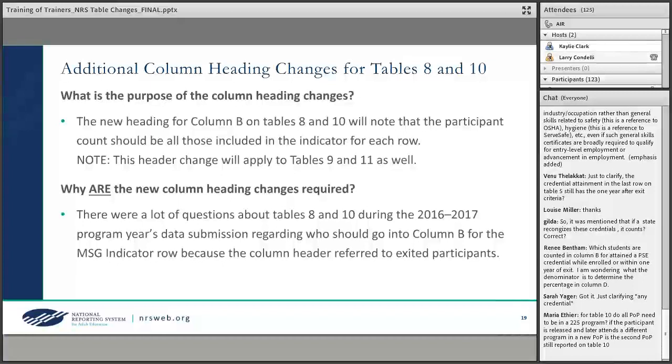Maria had a question for Table 10. So for Table 10, do all POP need to be in a 225 program? If the participant is released and later attends a different program in a new POP, is the second POP still reported on Table 10? Well, that's a good question. Table 10 is specifically for those who were incarcerated when they were enrolled. And then you're saying they exited and go in the regular program.